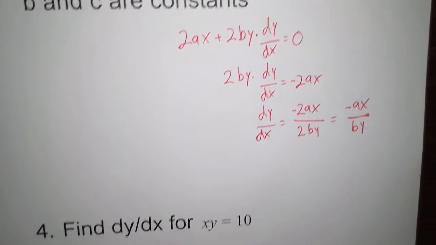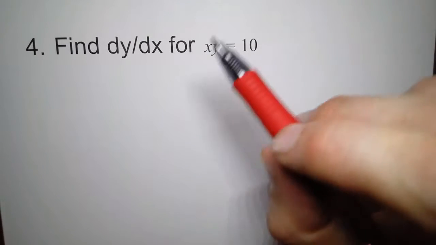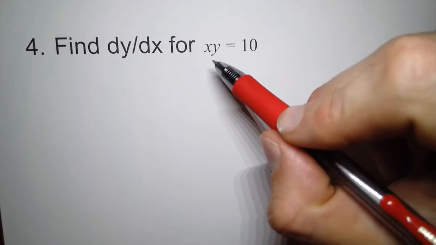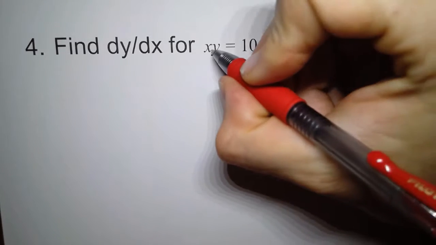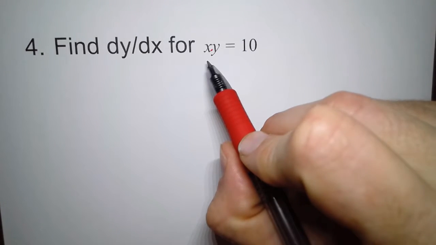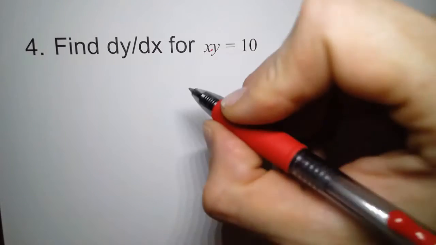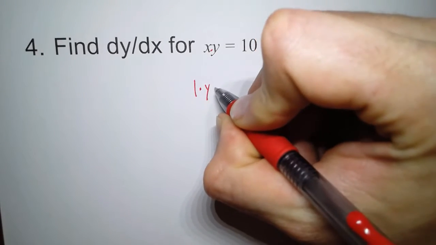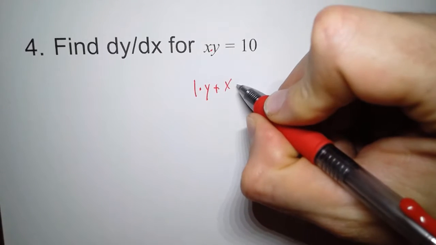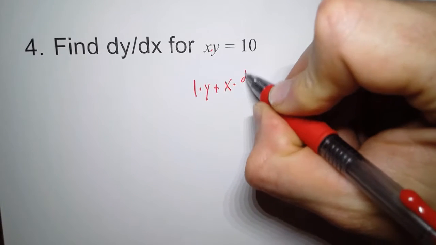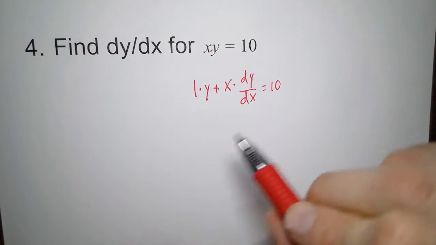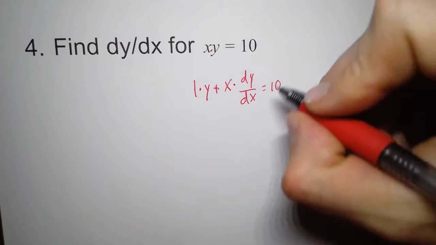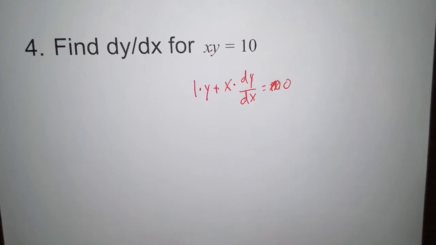Let's move on to number 4. This one often gets people because they forget that xy is a product, which means the product rule comes into play here. So when we do the product rule, we first take the derivative of x, which is 1, and leave y alone. Then we leave x alone and find the derivative of y, which is dy/dx. The right side equals 0. My mistake, that is not 10, that is 0, that is a constant.